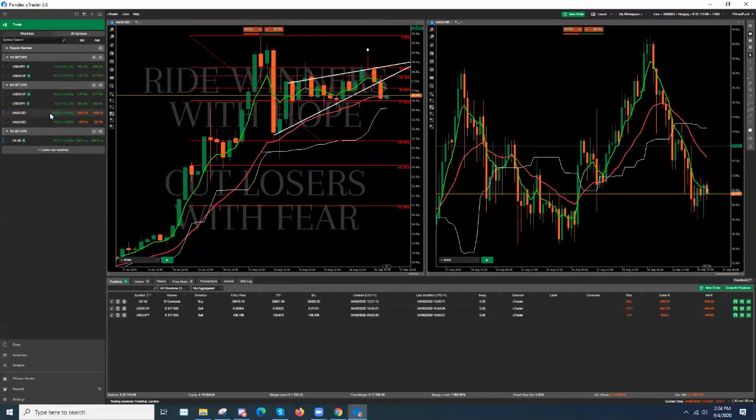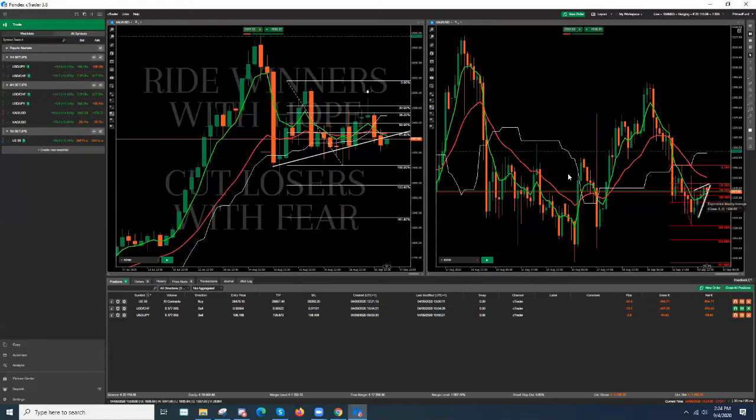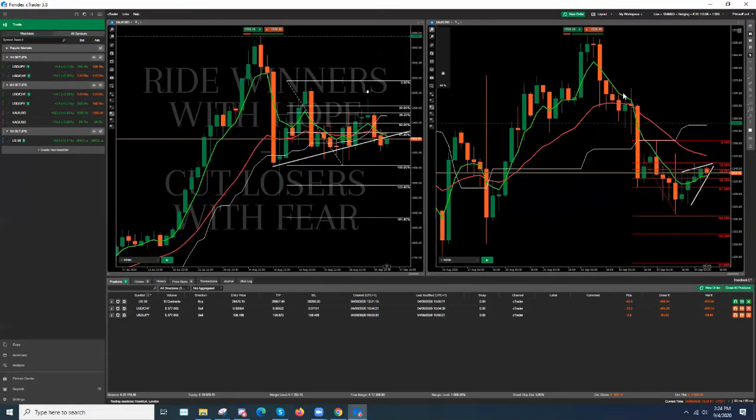These here, they're short on the 4 hours, so I might enter gold because of the 4-hour chart, just to diversify myself away from the USD a little bit, just in case price action moves in a different way. So I'm going to enter a small trade here.